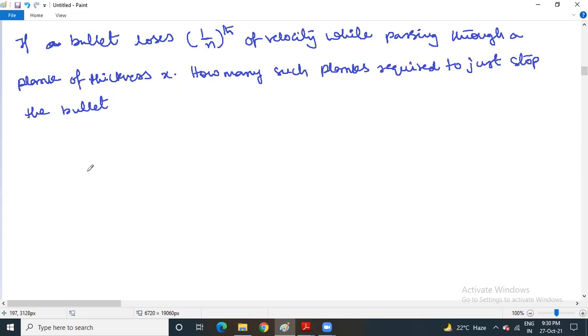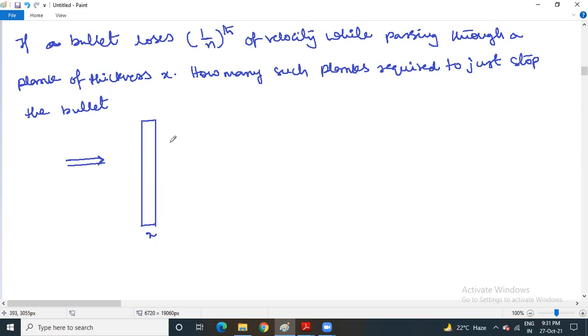So let us try to understand the question with the help of a diagram. Suppose this is the bullet. You will observe planks which are used to prepare doors in plywood shops. Say these are the planks. Say in the first case, only one plank, its thickness we are taking x. As per the question, it loses 1/nth of its velocity while passing through a plank of thickness x. So once it comes out, it loses.